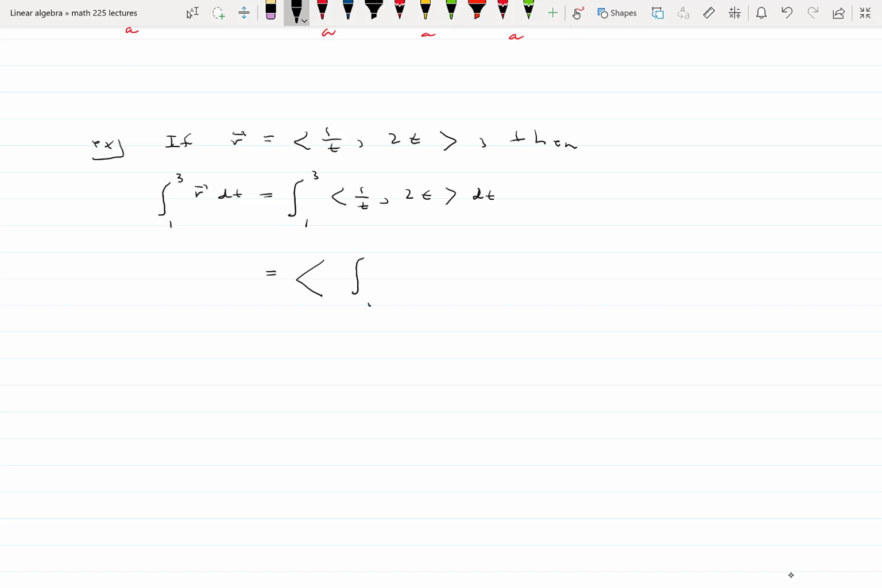the vector whose components are the integral from 1 to 3 of 1 over t dt. And second component is the integral from 1 to 3 of 2t. Okay, so this is the natural log of 3, and the integral of 2t is t squared. T squared from 1 to 3 is 3 squared minus 1 squared. 3 squared is 9, 1 squared is 1, 9 minus 1 is 8. So just to give you a specific example. We're going to see a lot of examples coming up soon.